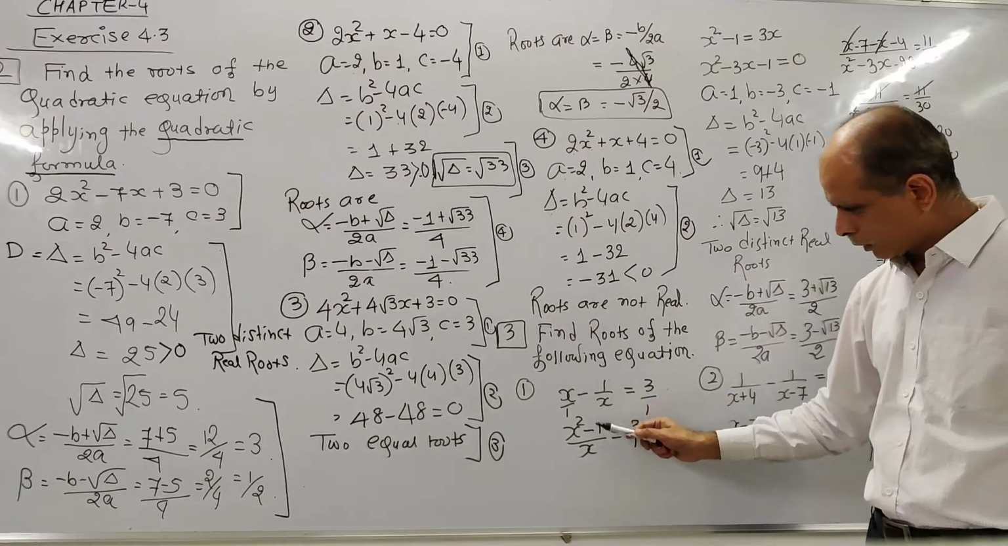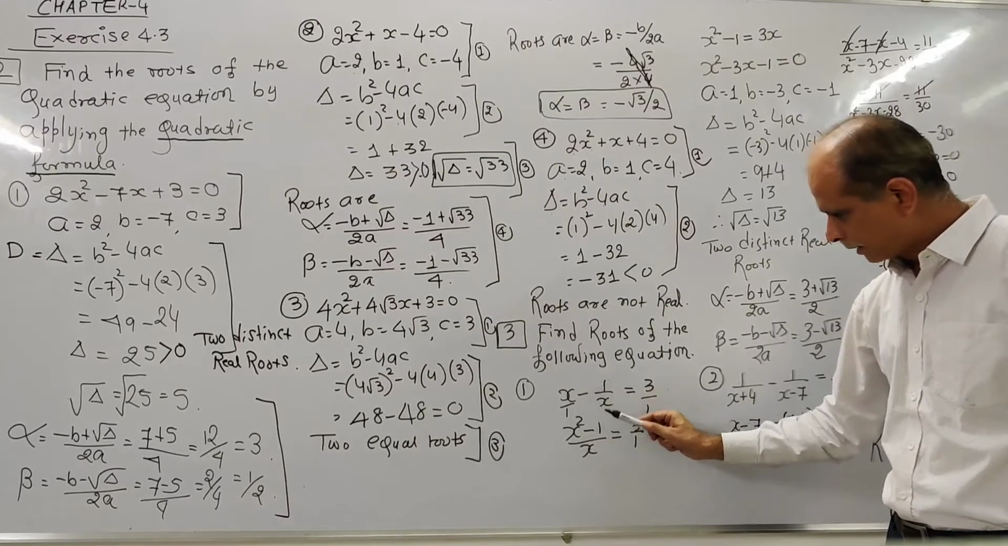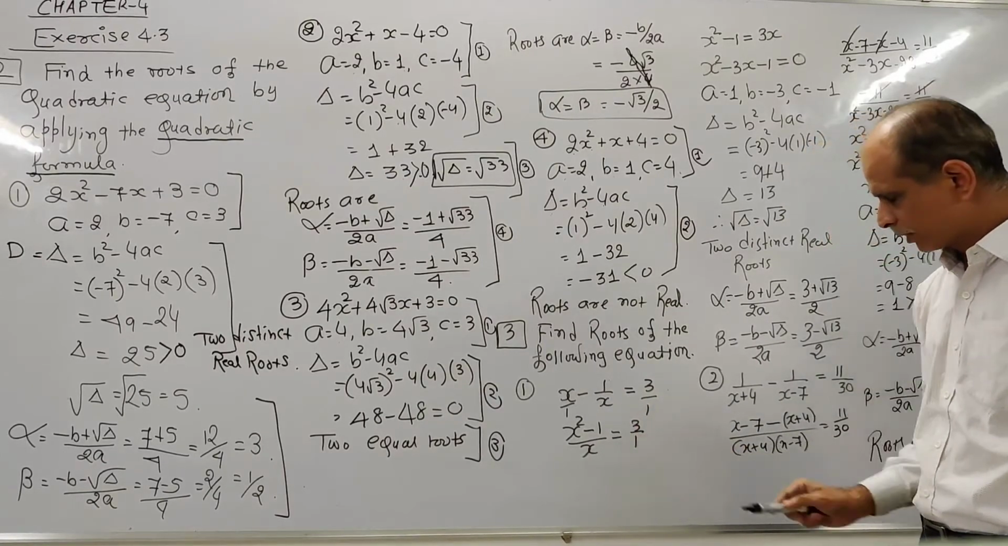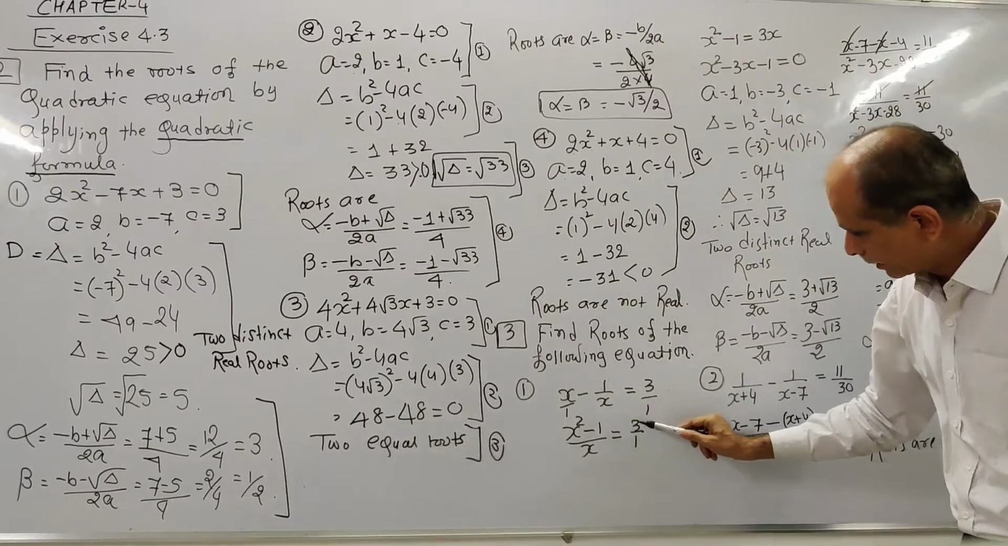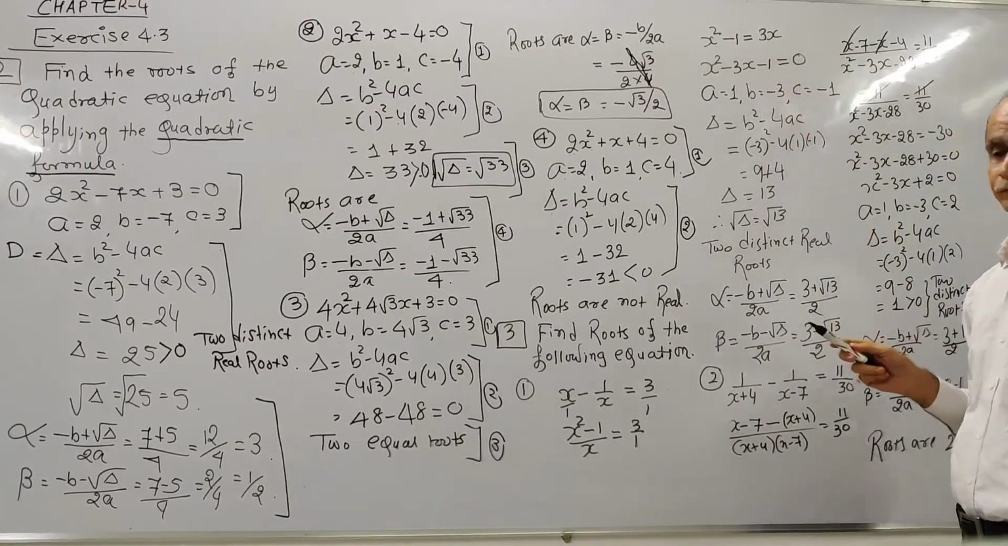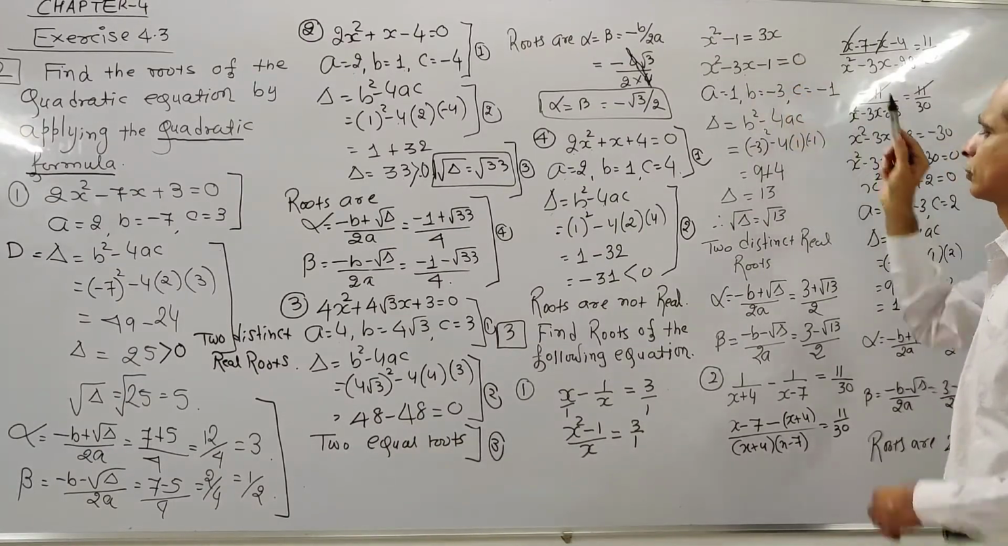Now you can cross multiply or take x as LCM. So x square minus 1 upon x is equal to 3 by 1. Again cross multiply. You get x square minus 1 is equal to 3x. So x square minus 3x minus 1 is equal to 0.